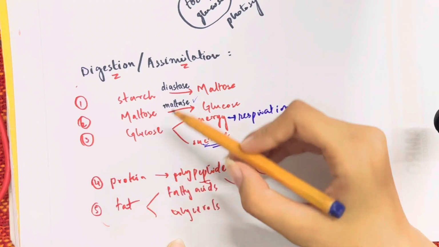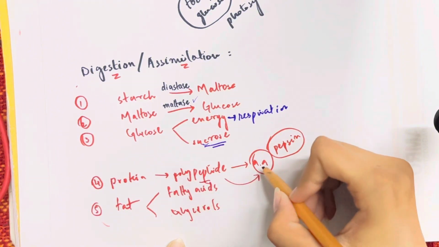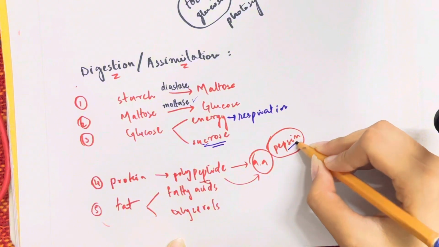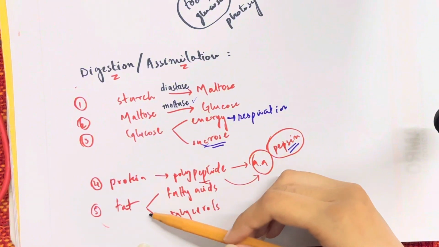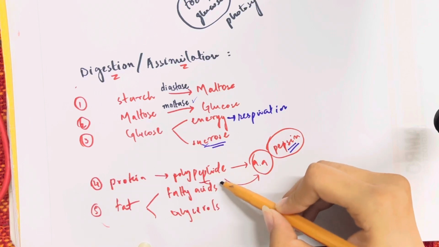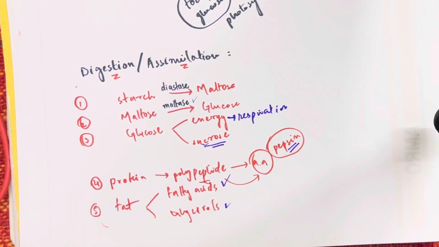When you talk about protein in the assimilation process, the protein is converted into polypeptide and then into amino acids by the presence of an enzyme called pepsin. And when you talk about fats, they are converted in two ways. Either they are converted into fatty acids or into glycerol. This is all that you need to learn about digestion and assimilation in plants.